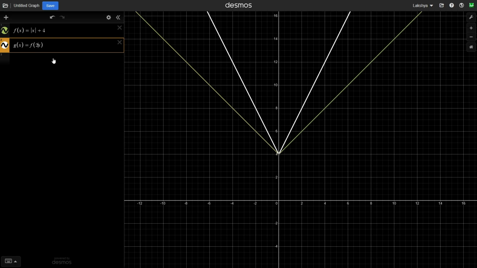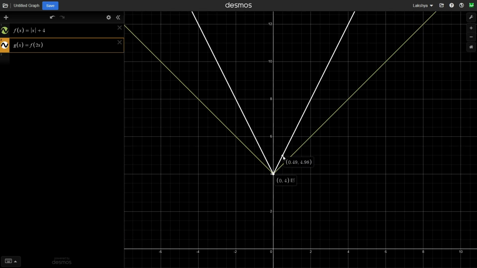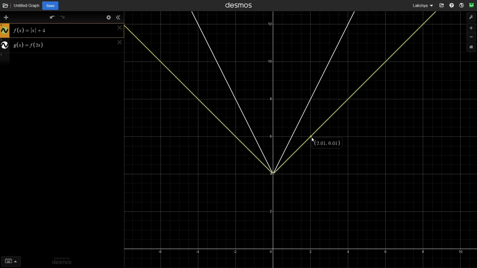So let's just say this is 2, for example. Let's analyze some points here. Let's say the point (2, 6) is now, since we're keeping the same y value, at (1, 6) instead of (2, 6). So interesting, we just halved our x value. Instead of it being at (2, 6), it's now (1, 6). So this 2 here kept the y value the same, but halved our x value.